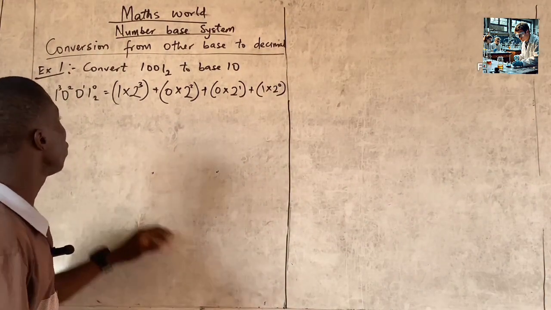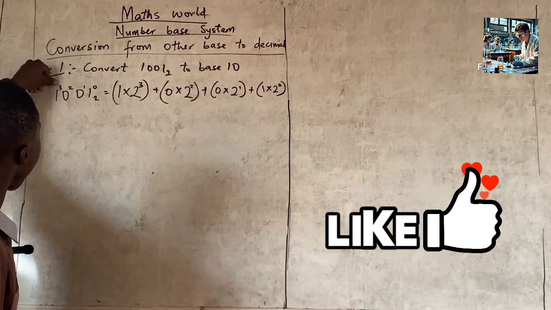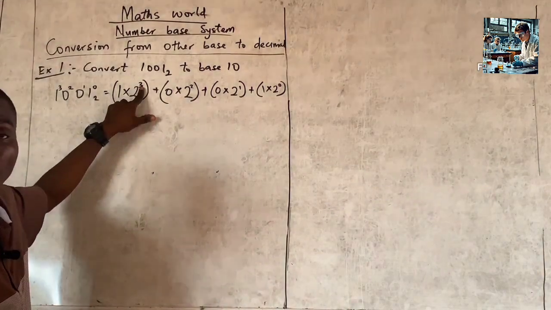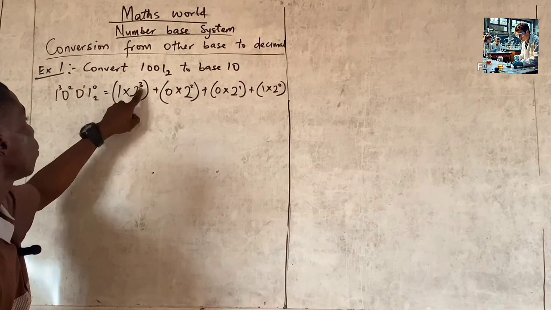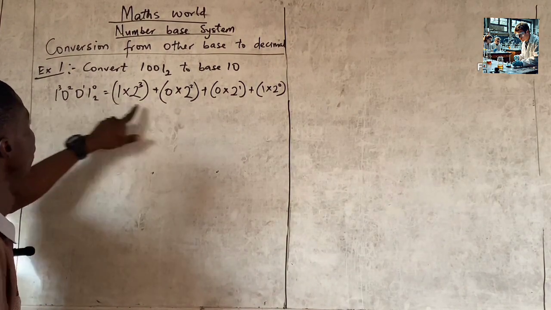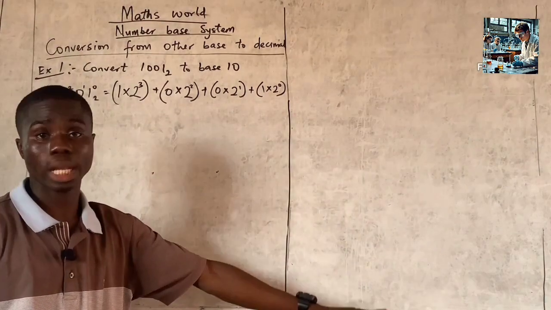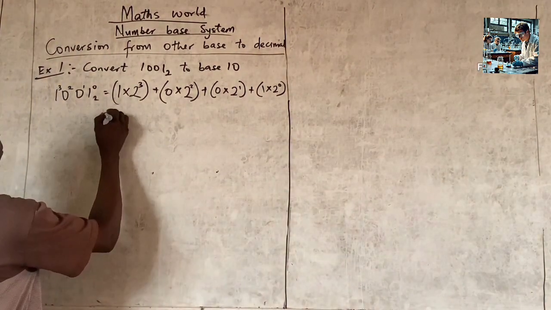It's very simple. Just take the first number times the base. The power is what you now put on the top of the base. Please don't put it here. Put it on the top of the base and do it for the second one, which is 0 times the base is 2 and 2 raised to power 2 and the next one like that. Do you understand? Now let's go.